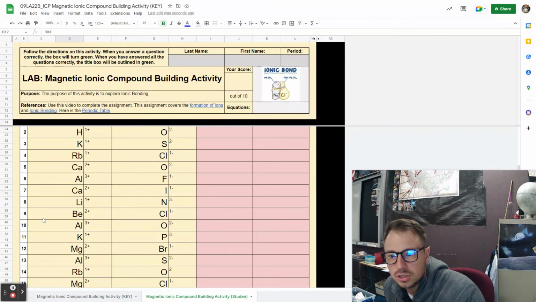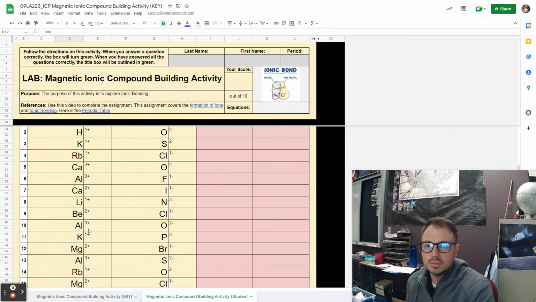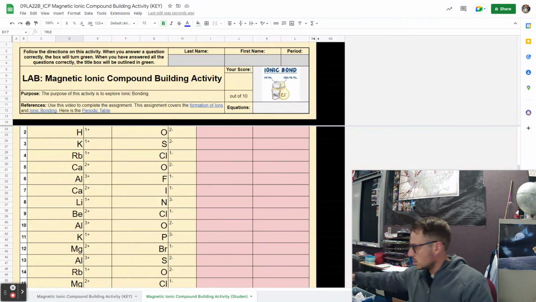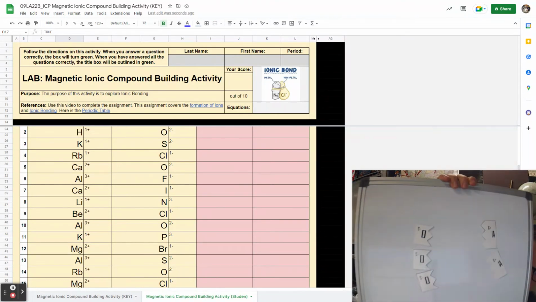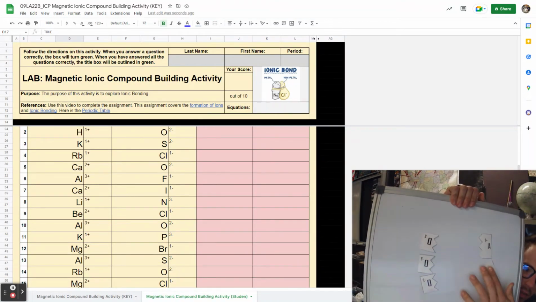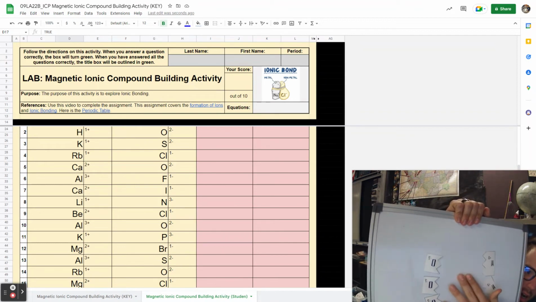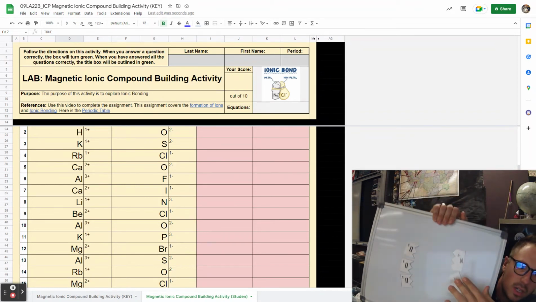Now, I'm going to go ahead and do one of the more complicated ones. I'm going to do number 10. So we have aluminum with a +3 charge and oxygen with a -2 charge. What it means by using the magnetic board is using this. You can see here I have aluminum over here, and I've got oxygen over here.